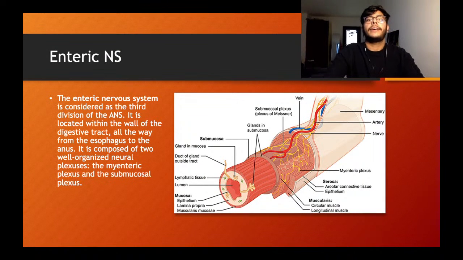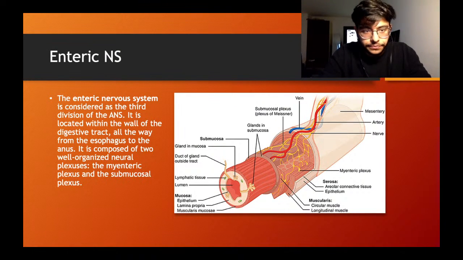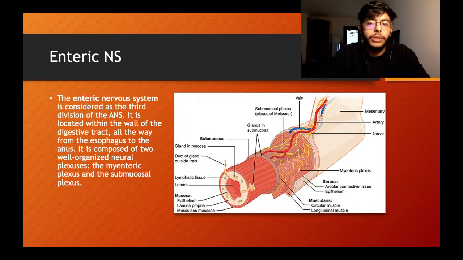All right, moving on to the enteric nervous system. It's considered the second brain of the body, because the amount of fibers in the enteric nervous system is almost equal to the whole autonomic nervous system. So it is a very vast and extensive network, divided basically into two: the submucosal and the myenteric plexus.